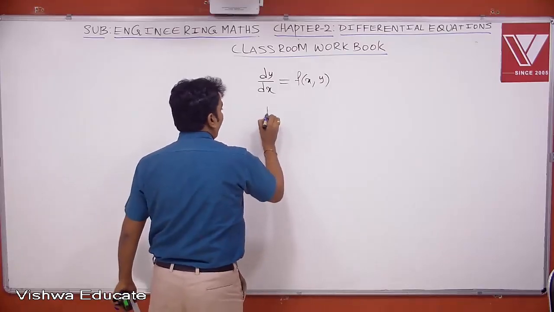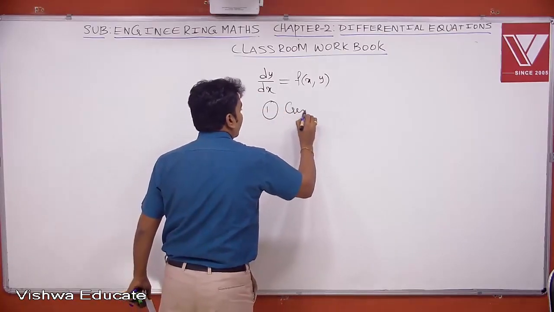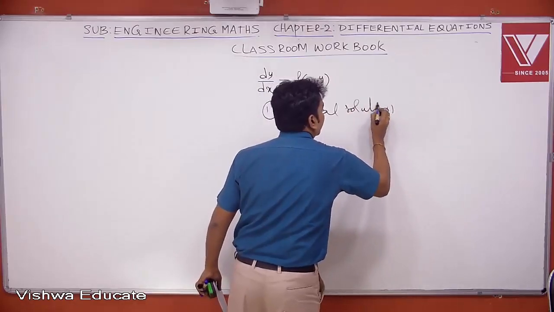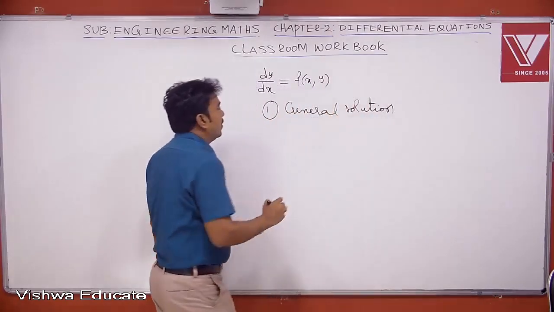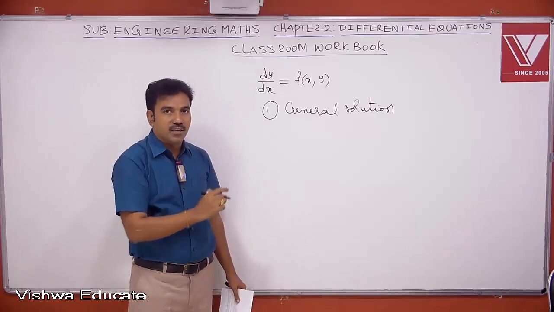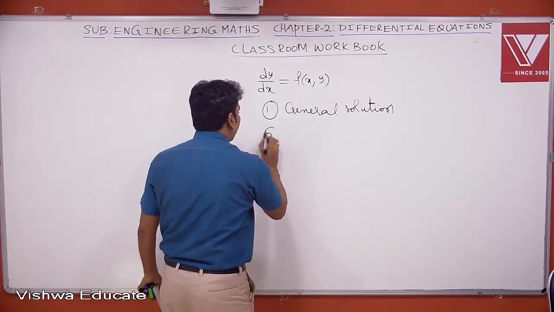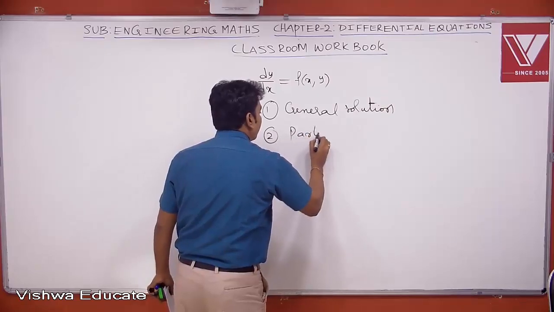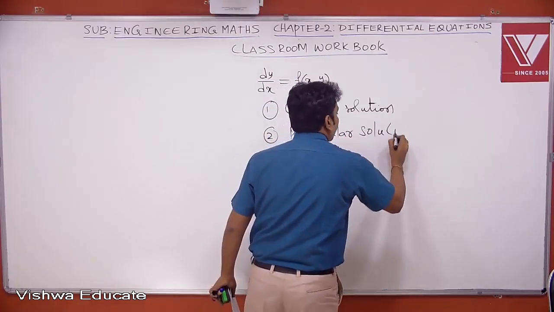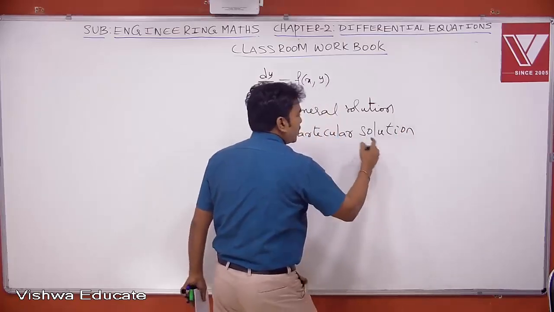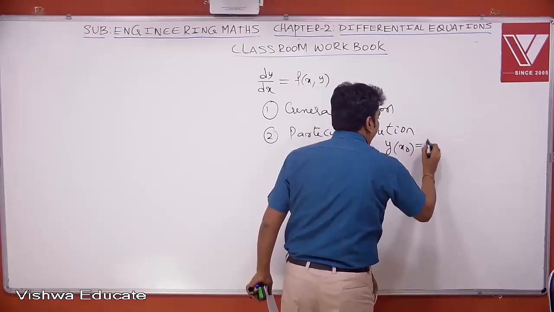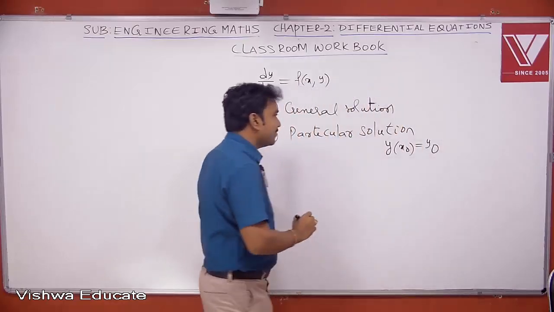So directly, one model is they may ask you to find the general solution of this equation. Directly a first order, first degree differential equation will be given, and you need to find its general solution. Another one is finding the particular solution. A particular solution is possible by giving one boundary condition, which we call y of x naught equal to y naught.